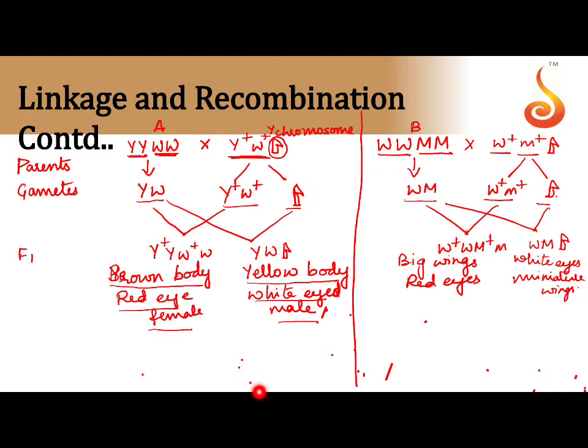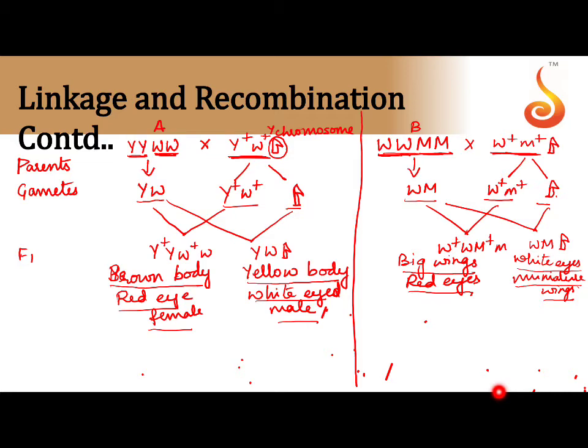In condition 2, similarly, we had started off with white eyes and miniature wings in females. Now, the males are recessive type with white eyes and miniature wings, whereas in case of males we had the big wings and red eyes. We are now having females having big wings and red eyes. So, this is called a reciprocal cross.